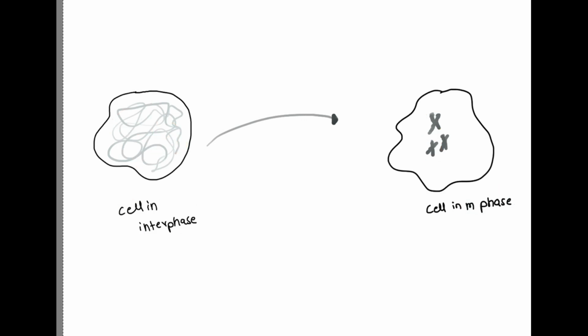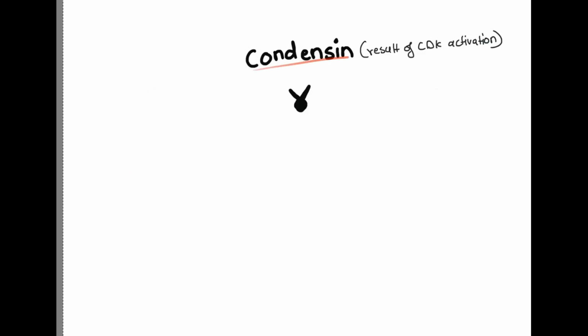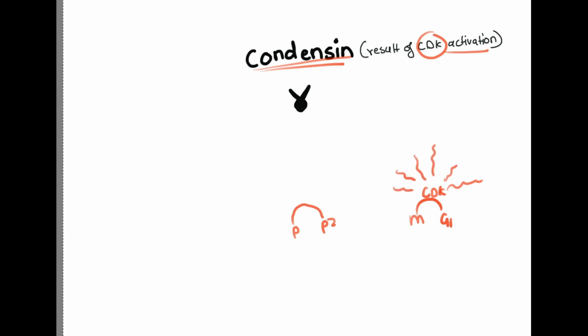This can be explained by a molecular entity known as condensins. Condensins are a result of CDK activation. CDKs are checkpoints that a cell needs to pass, activating them when it passes from one phase of the cell cycle to another. For example, if there's a passage from M to G1, there's an activation of CDK that recalls different proteins to carry out the processes that happen in the next stage. And one such protein is the condensin protein.